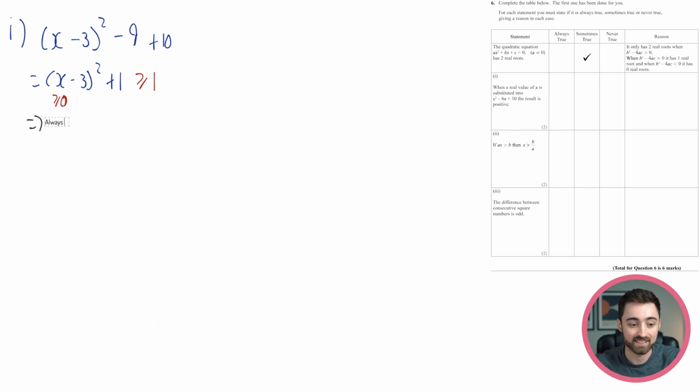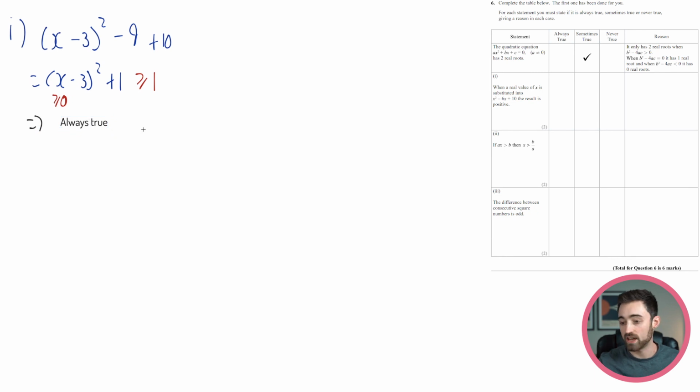Because tell me a value of x I can stick in there that's going to get me a negative number. There's nothing, is there? Because no matter how negative this thing inside is, when I square it, it becomes positive. So yeah, this one is actually always true. Cool.